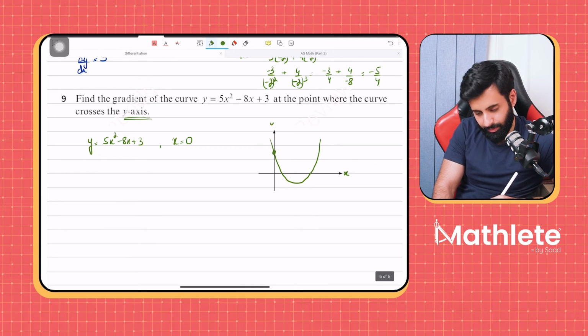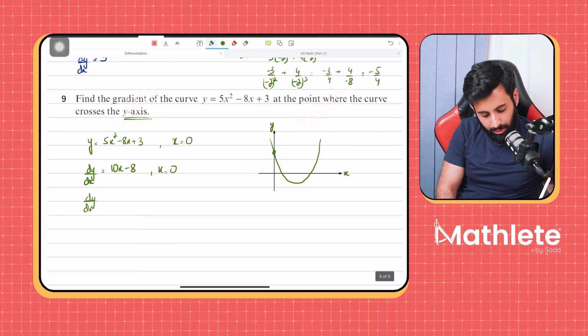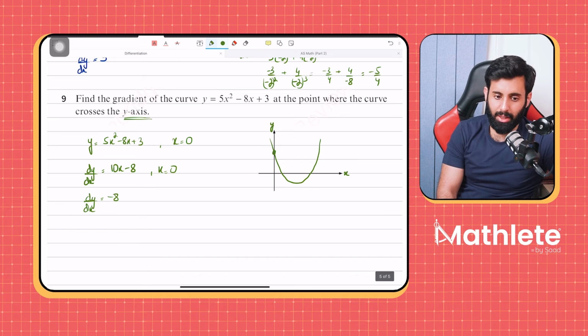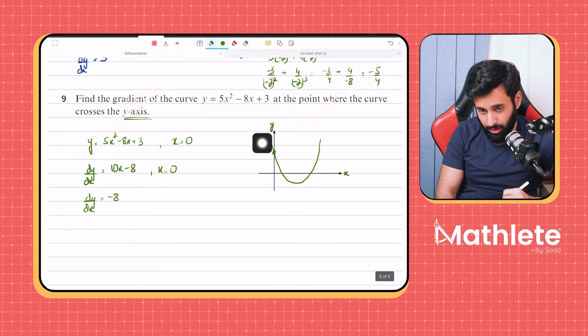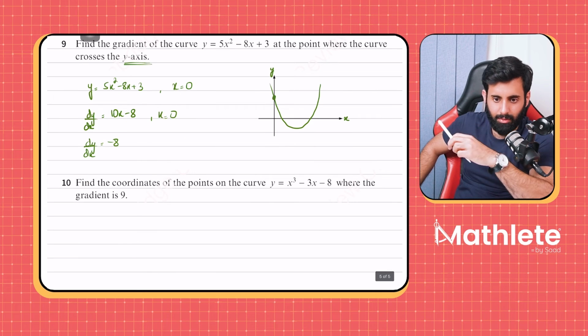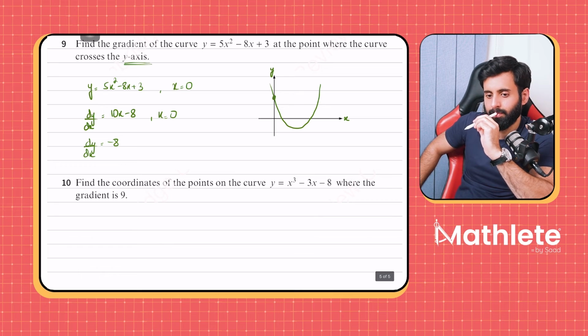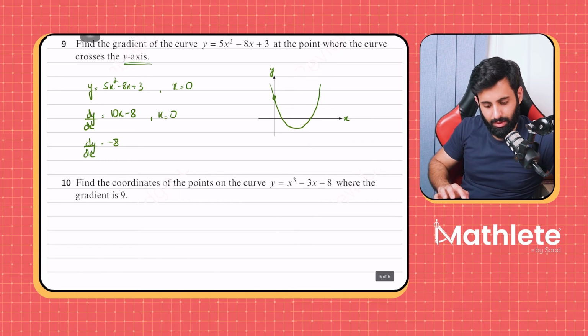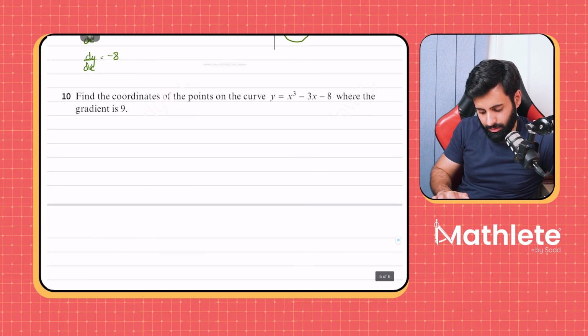Okay, so let's differentiate it. dy by dx, what do we get? We get 10x minus 8. We need to know what the value of x is so that we can plug it in. And if you do that, you get dy by dx equals minus 8, which means the gradient of this curve when it crosses the y-axis is minus 8. Yeah, that's correct. Good job. So how is this question different from the questions that we have solved so far?